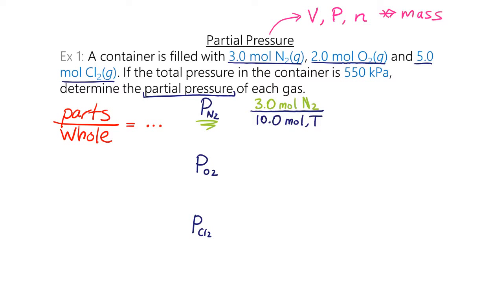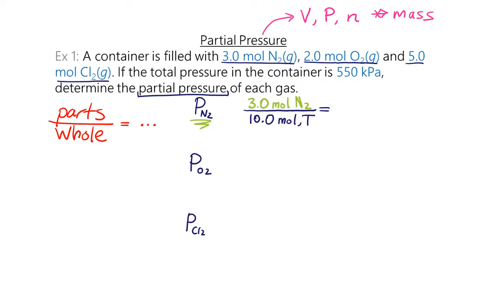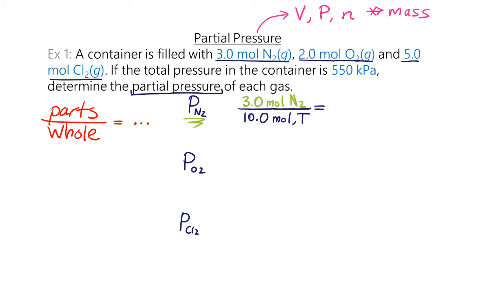So continuing with our ratio, if we know that we have the parts over wholes, the ratio can be completed by determining the P N2, which is our variable, divided by the whole pressure, which would be 550. You can cross multiply, or you can turn the 3 moles over 10 moles into 30% and do 0.3 times 550. But what you're basically trying to determine is what is 30% of 550, or 550 times 3 divided by 10 equals what is the partial pressure of nitrogen? The partial pressure of nitrogen is 165 kilopascals.